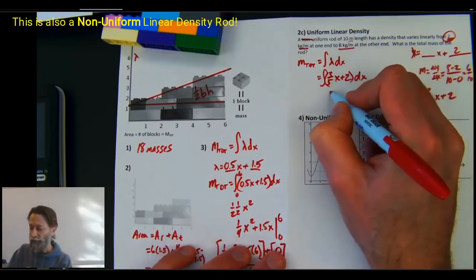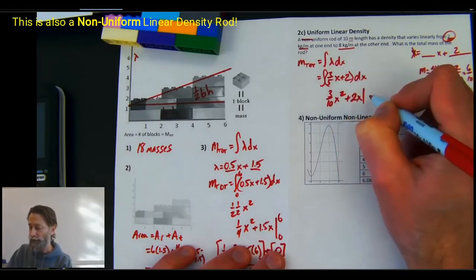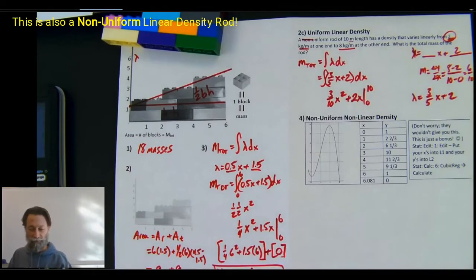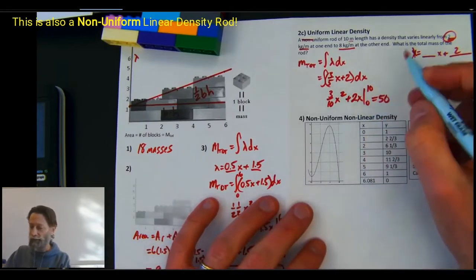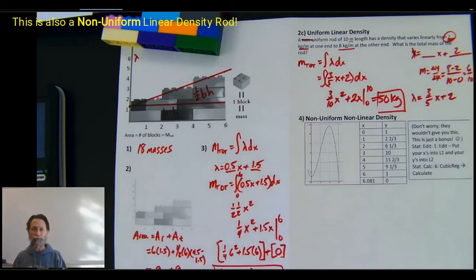I'm going to integrate that. So I'm going to get 3/10 x squared plus 2x from 0 to 10, which means I'm going to have 3 divided by 10 times 10 squared plus 10 times 2, which is going to give me a value of 50 kilograms as my total mass in that particular case. So that's how we would run through a uniform rod, and then a uniform linear density, a couple different ways that you can see that.